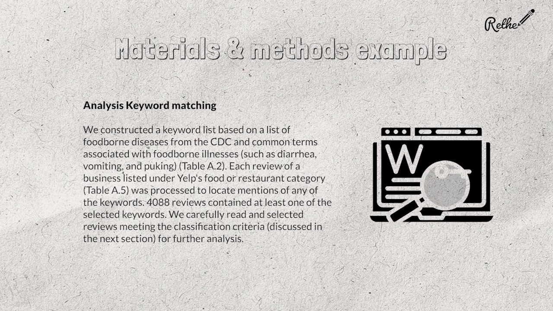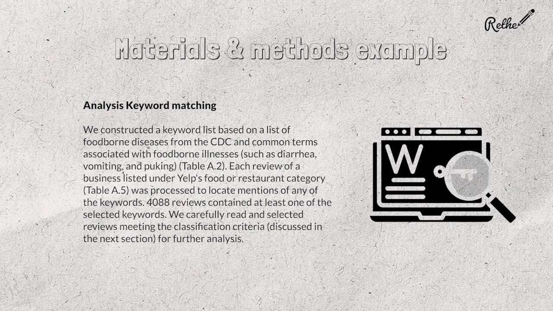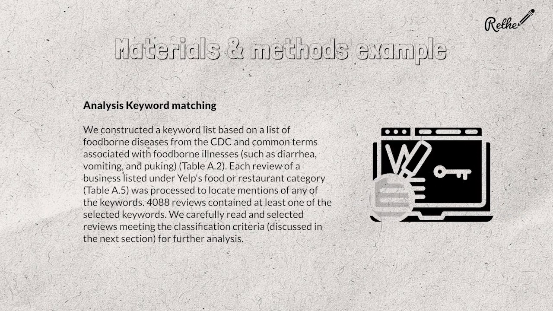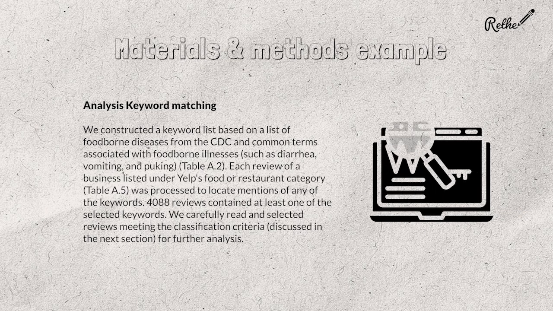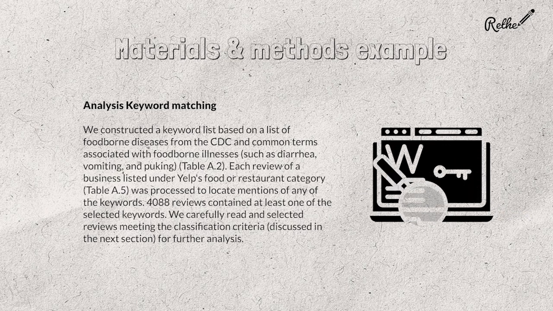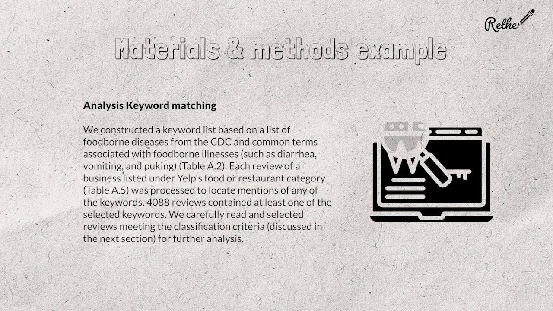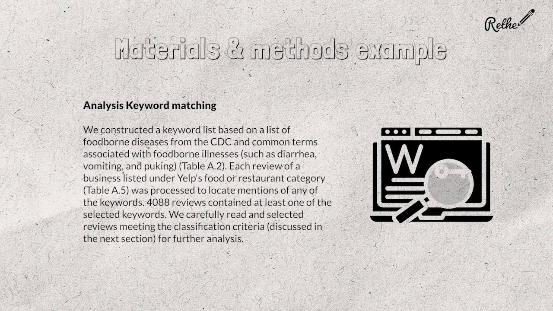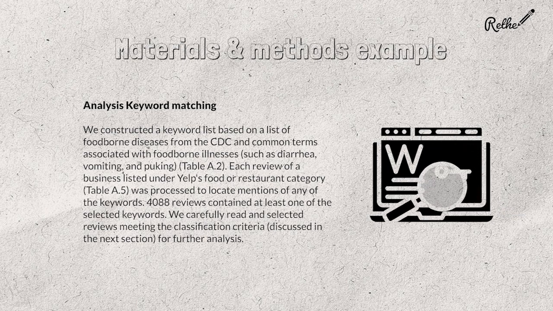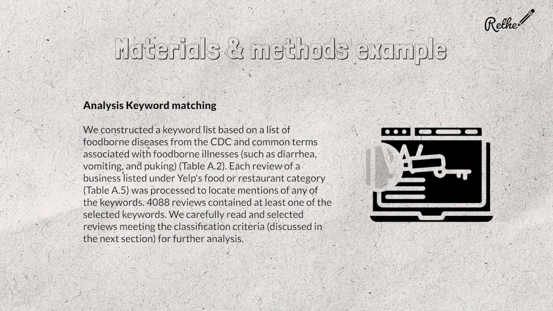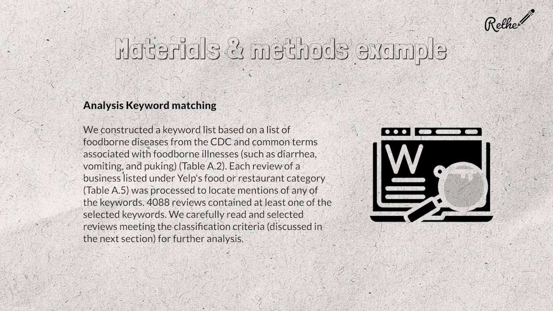We constructed a keywords list based on a list of foodborne diseases from the CDC and common terms associated with foodborne illnesses such as diarrhea, vomiting, and puking. Each review of a business listed under Yelp's food or restaurant category was processed to locate mentions of any of the keywords. 4,088 reviews contained at least one of the selected keywords. We carefully read and selected reviews meeting the classification criteria discussed in the next section for further analysis.